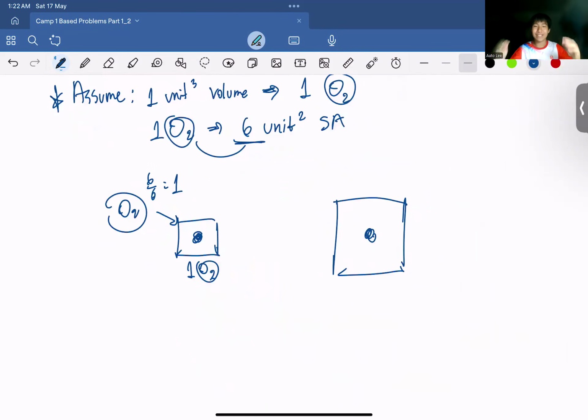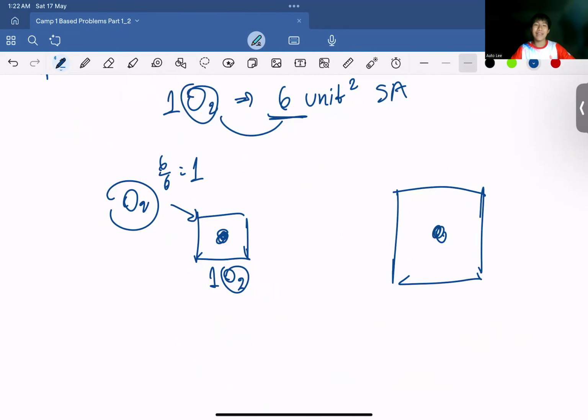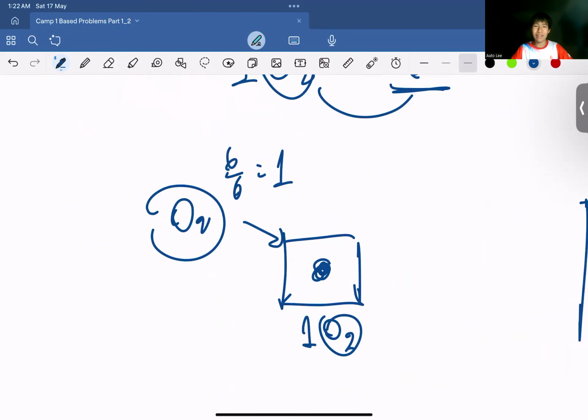Now, what happens to this cell? Only one chunk of oxygen is available for this cell, right? But this cell requires only one chunk of oxygen. So we do some calculations here: 1 minus 1 equals 0. So basically this cell is okay, and this cell is pretty much happy, right?